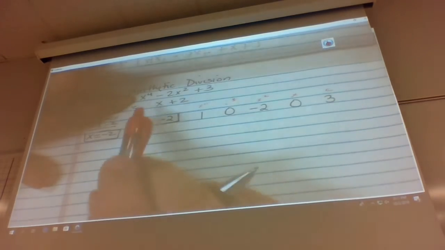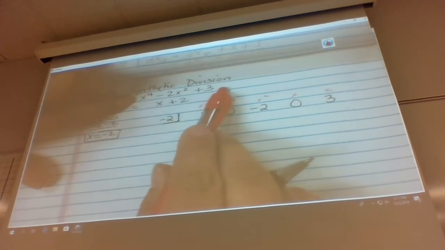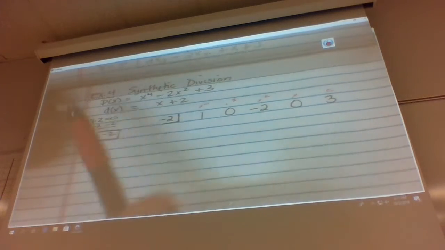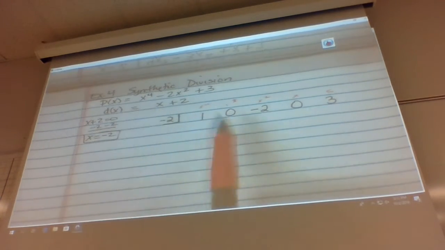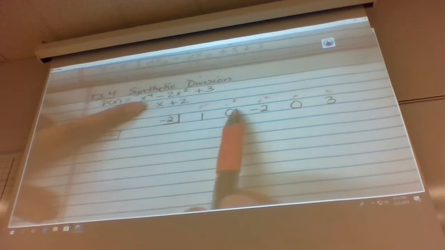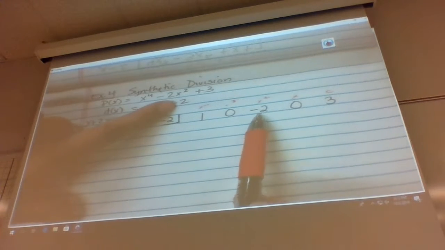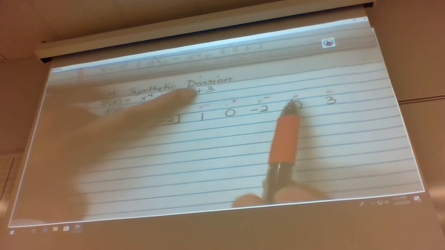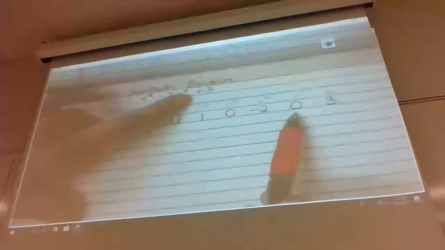But I have 1x to the 4th. There was no x cubed, so I have to put a 0. There was a -2x squared. There is no x, so you have to put 0x, and your constant is the 3. Because you need to have a place for each thing.